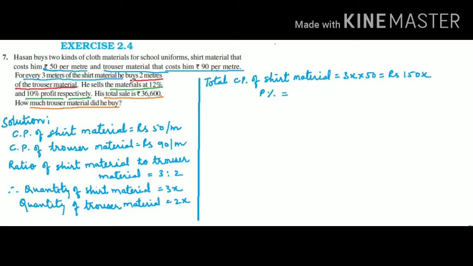Profit percent is given, 12%. So the selling price is equal to cost price plus profit. So we'll put the values. Cost price is 150x, and how to find out profit? Profit is equal to 12% of cost price. So you can see 12% means 12 upon 100 multiplied by cost price. Cost price is 150x.